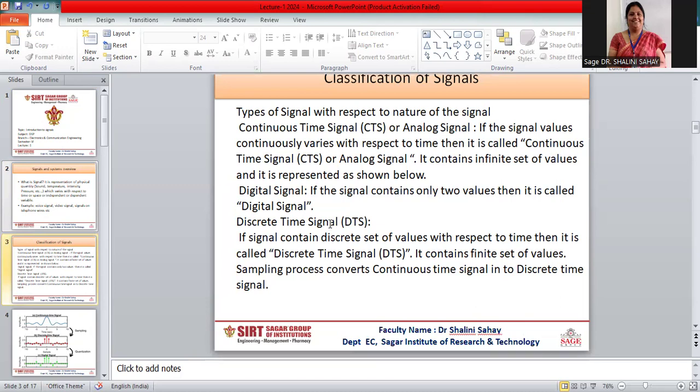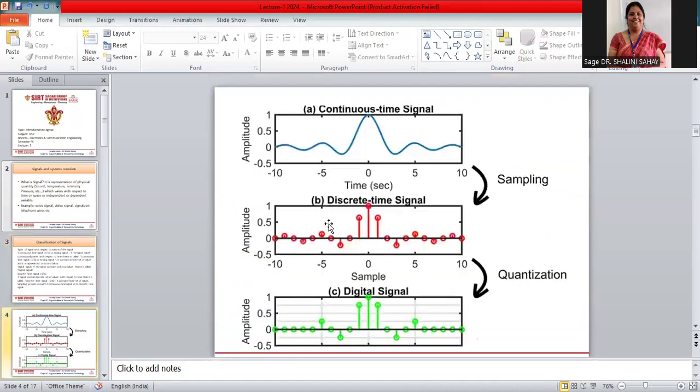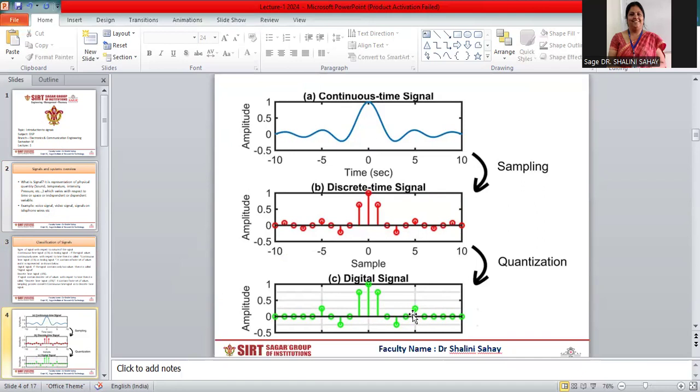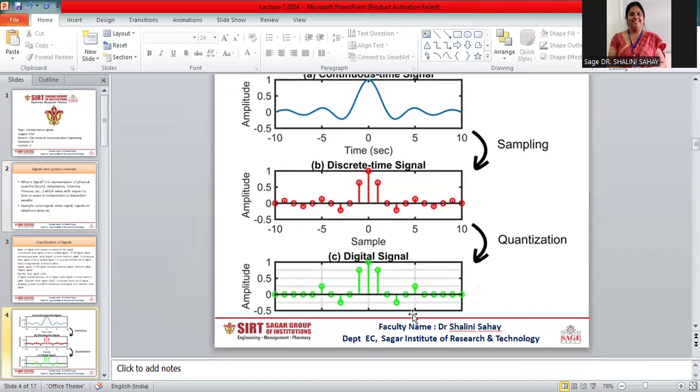Now, we'll discuss the types of signals with respect to the nature of the signals: continuous signals, digital signals, and discrete time signals. These are the pictorial or graphical representations of the types of signals. One is the continuous time signal, where the values vary continuously with time. When we sample the continuous signal at discrete time intervals, we get discrete time values. This is the discrete time signal. When we convert the discrete time signal into binary numbers 0 and 1, the signal is represented like this. It will contain the values in the form of binary numbers.